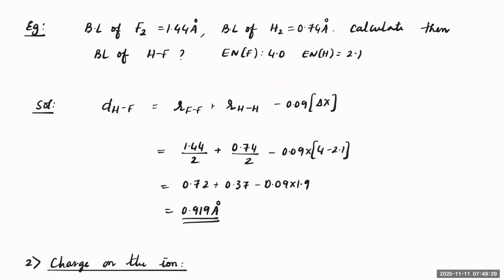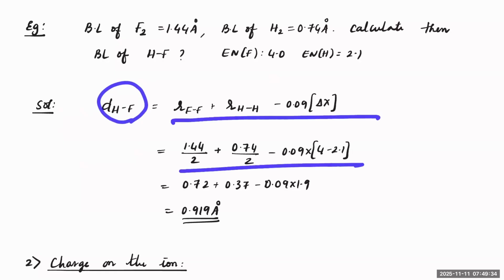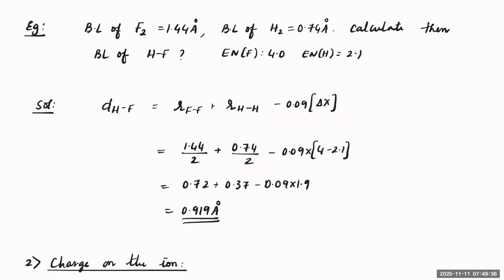Next, if you have to calculate the distance, the formula D_HF, look at the unit conversions carefully, what we are using. You should use Angstrom units in this case. That's how you can get the distance. Sometimes it may be given in picometers, so you just need to convert that.